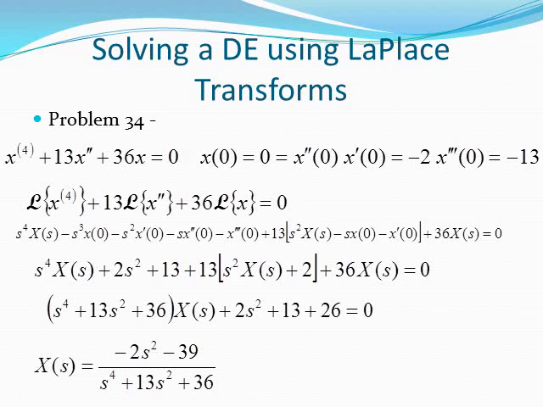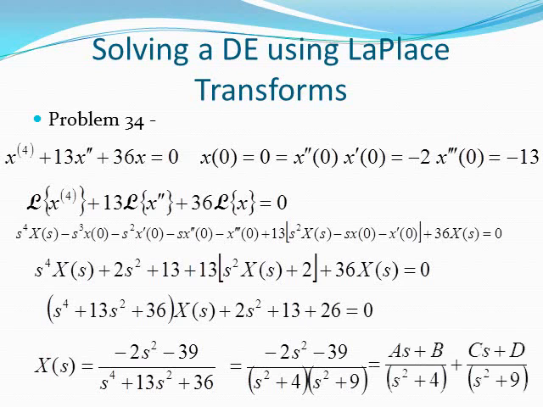The problem is this function will not show up in your tables. We have to simplify it to do that. So what you need to do is calculate the roots of the denominator. If we do that, you will find out that it is s squared plus 4 times s squared plus 9. Now I can create a partial fraction for this. You notice that the s's are squared in my denominator, so that requires me to put a factor of s in my prediction for the numerators of each fraction.